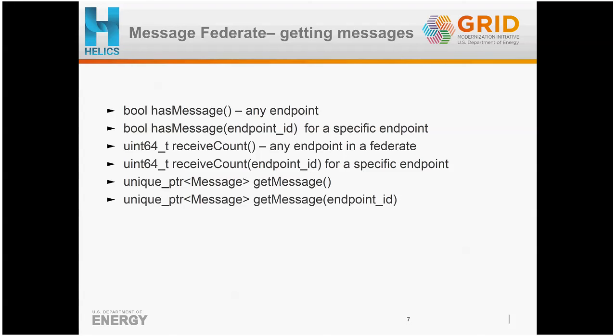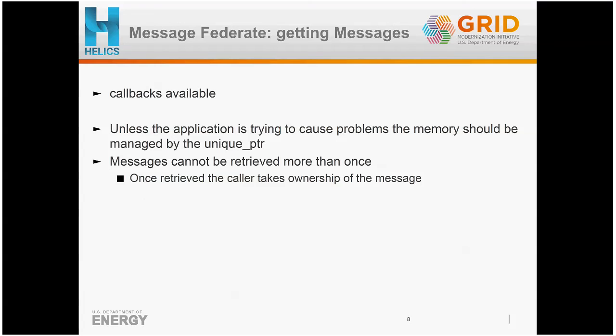There's a number of functions for getting messages. You can check if an endpoint has a message or a federate has a message on any of its endpoints. You can get a count of how many messages are to be received, and then you can actually retrieve the messages. The messages themselves are packaged as basically unique pointer objects. We'll talk a little bit more about that later.